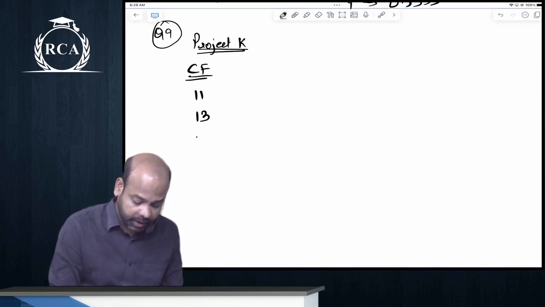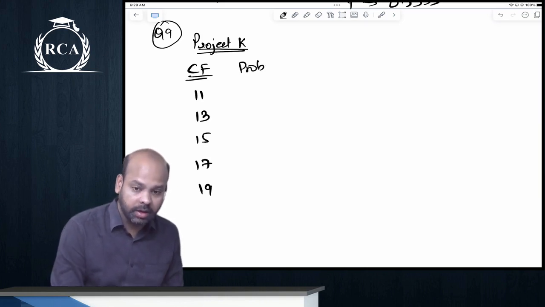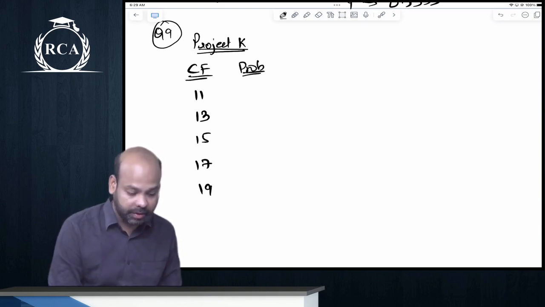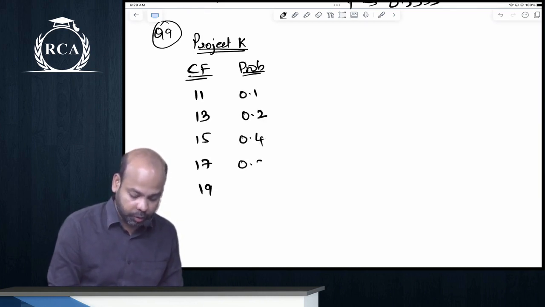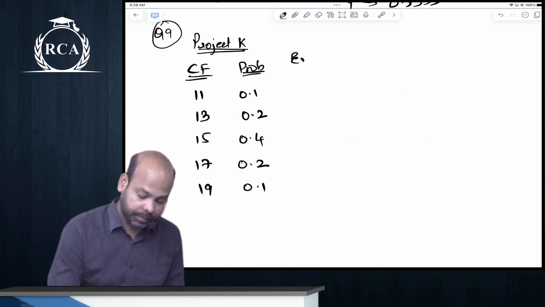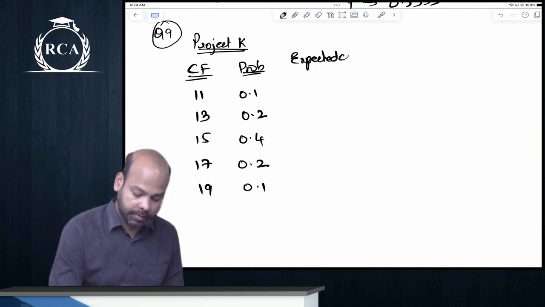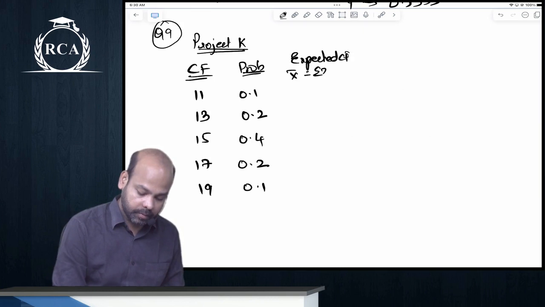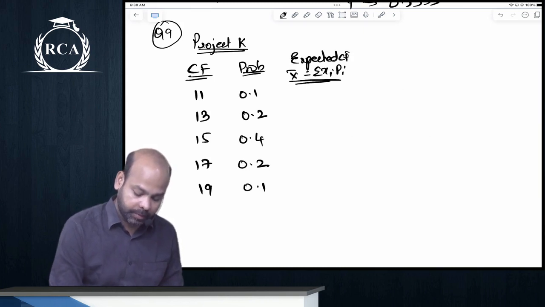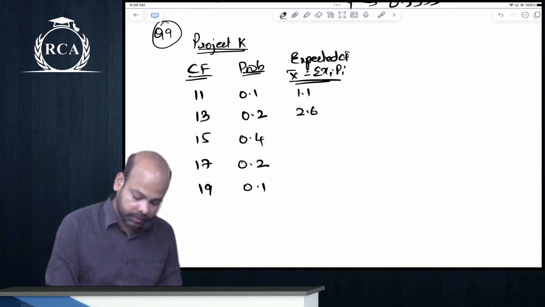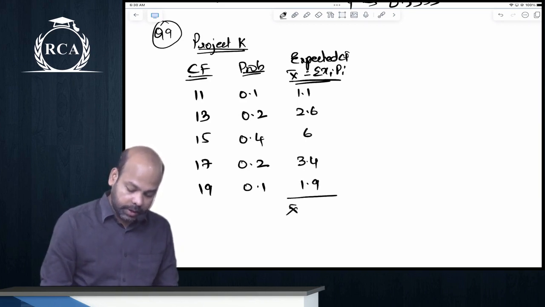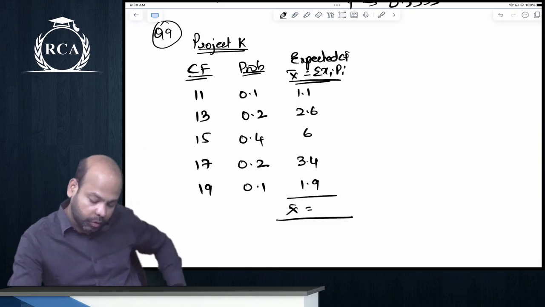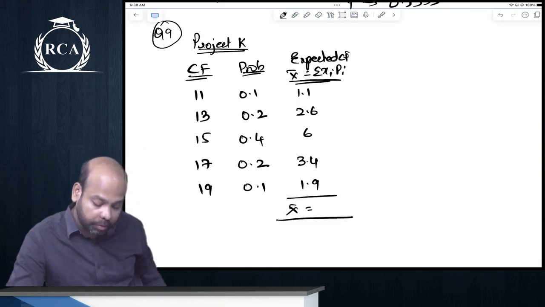11, 13, 15, 17, 19. These are the cash flows in lakhs. We have probabilities given, beta, here: 0.1, 0.2, 0.4, 0.2, 0.1. Expected cash flow, beta, after this: 1.1, 2.6, 6, 3.4, 1.9, which sums to 15.